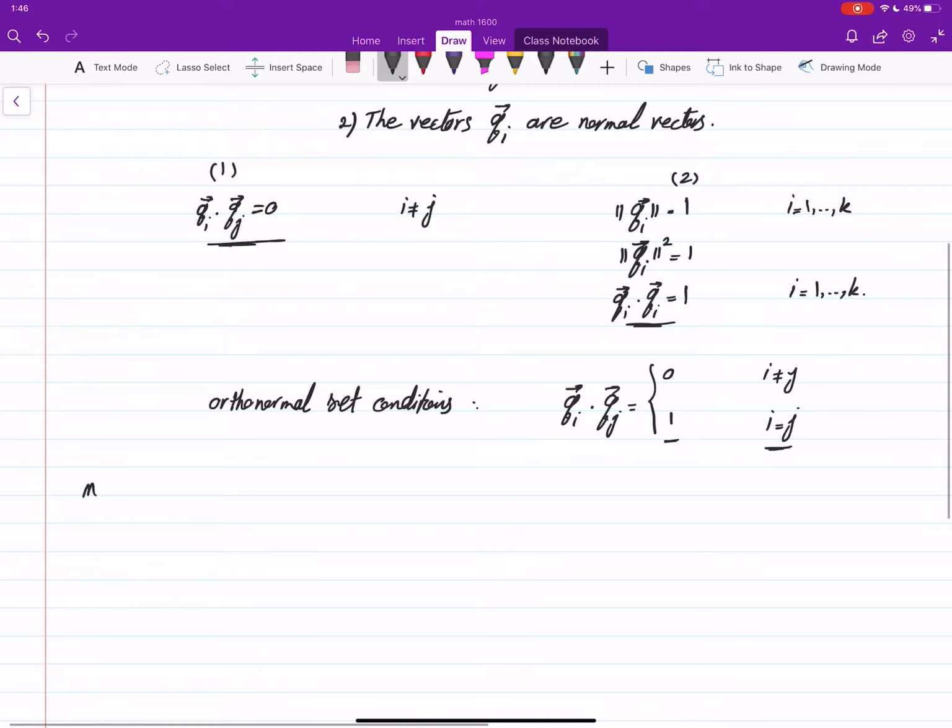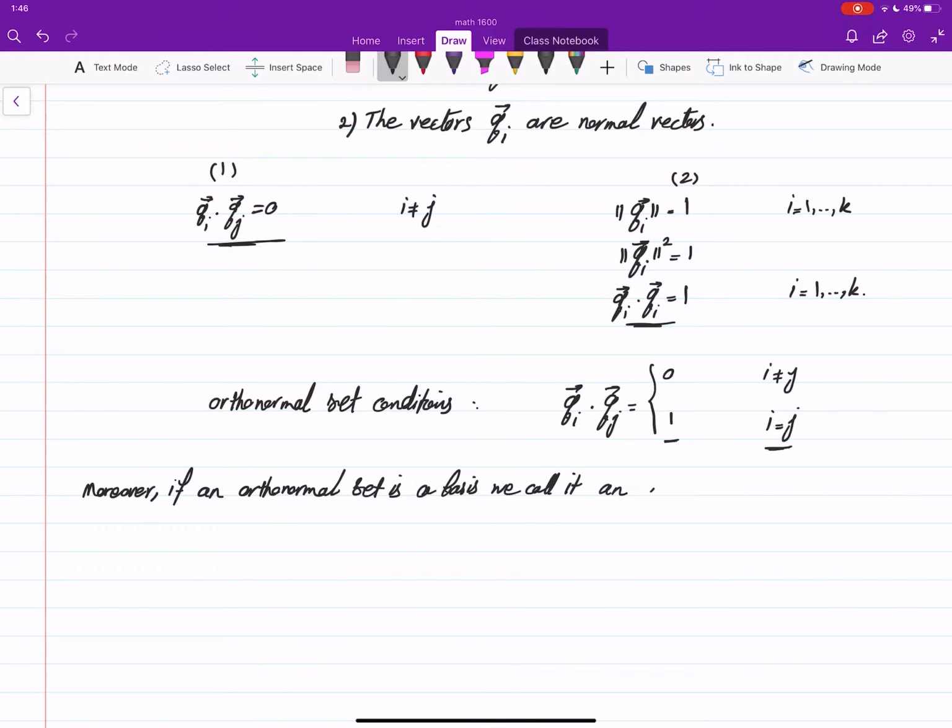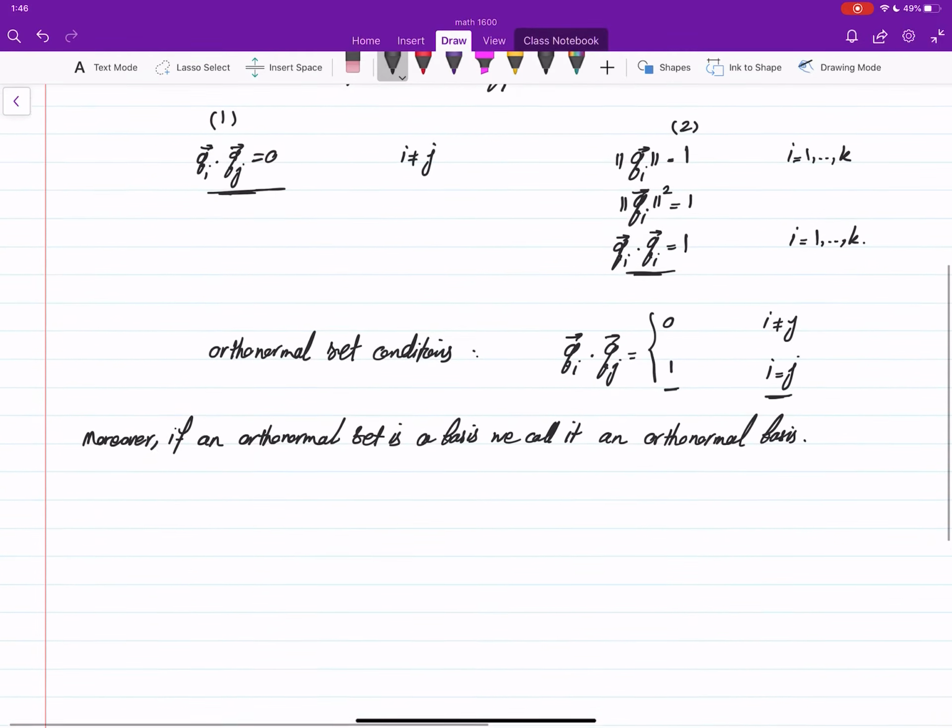Moreover, if an orthonormal set is a basis, we call it an orthonormal basis. It's orthogonal, the vectors are normal, and it forms a basis.